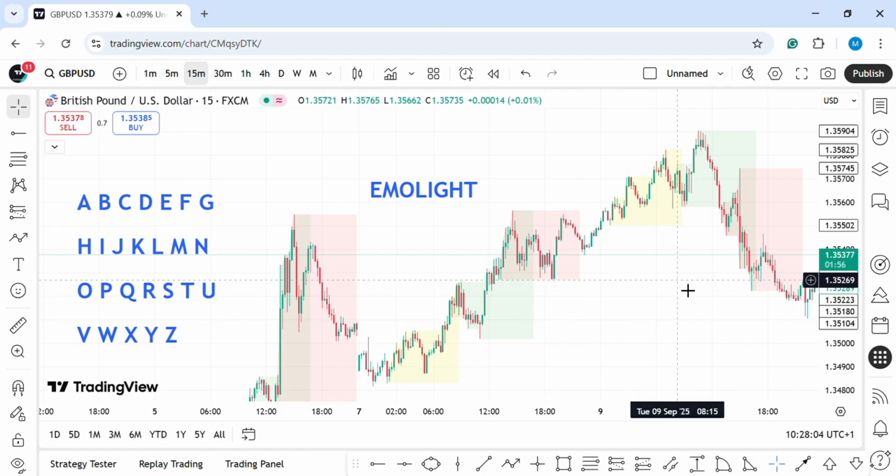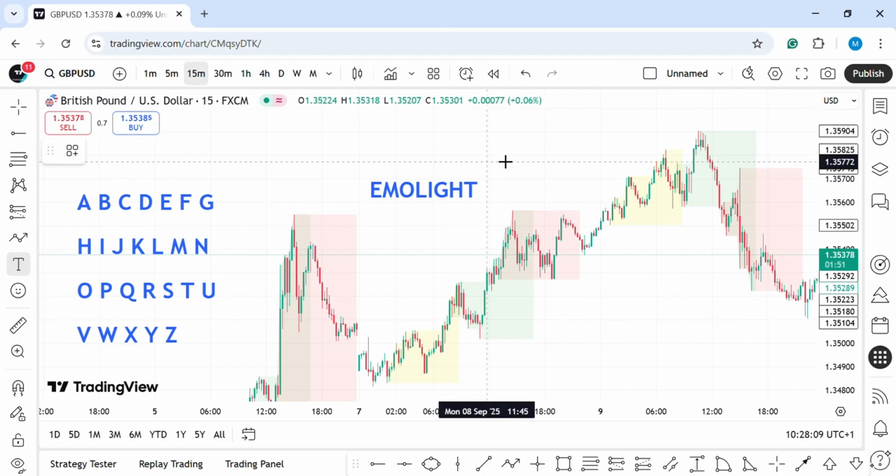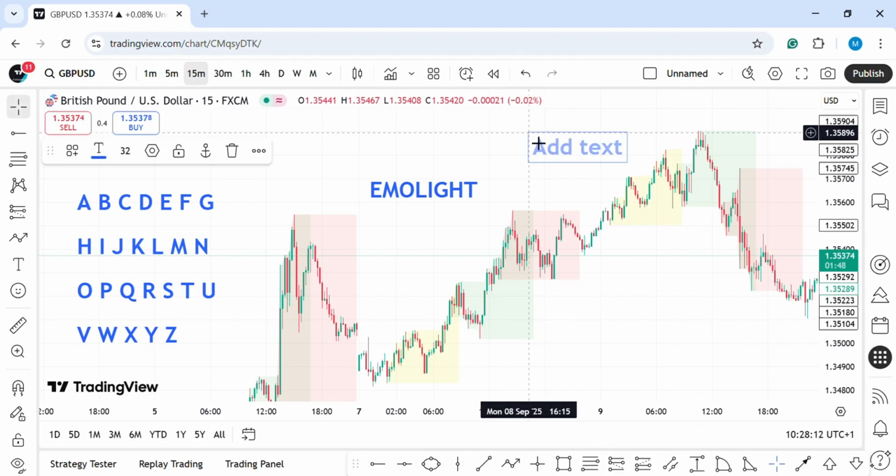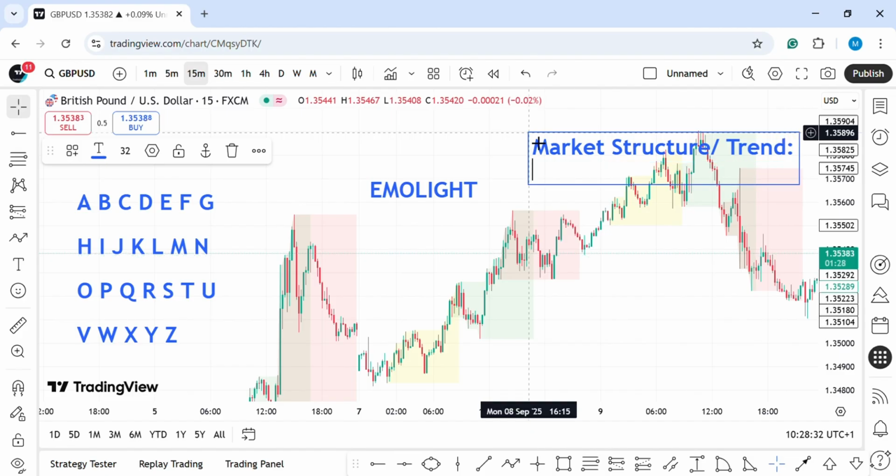Then we'll be making use of the following language. We'll start from market structure, or you can also say trend, which is to identify the trend of the market. And next we'll be using F and R, the F and R zone.